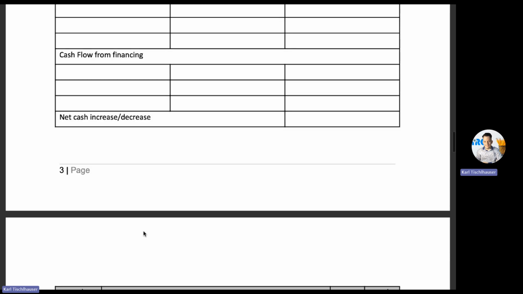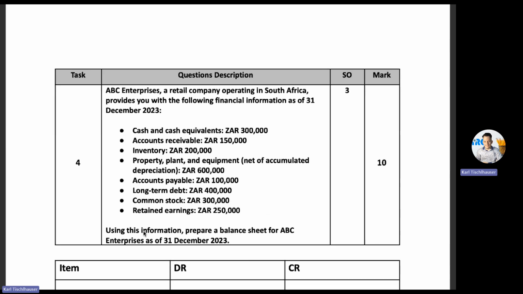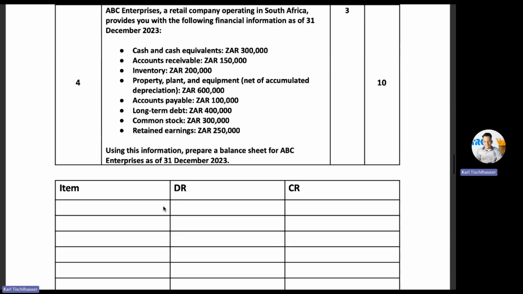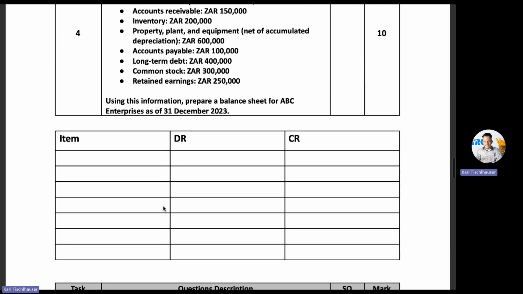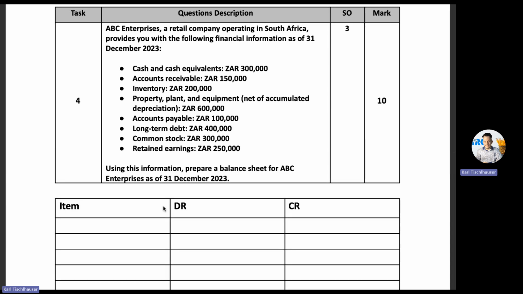Let's keep going. The next question says, ABC Enterprise, a retail company operating in South Africa, provides you the following information. So this is very similar. They've given us cash and cash equivalents, accounts receivable, inventory, property, plant, and equipment. They've given us a lot of information. It says use this information to prepare a balance sheet statement, and they've given you a template you can use. Remember that your balance sheet has to balance at the end. If it doesn't balance, it means that there is some sort of error in your calculation.